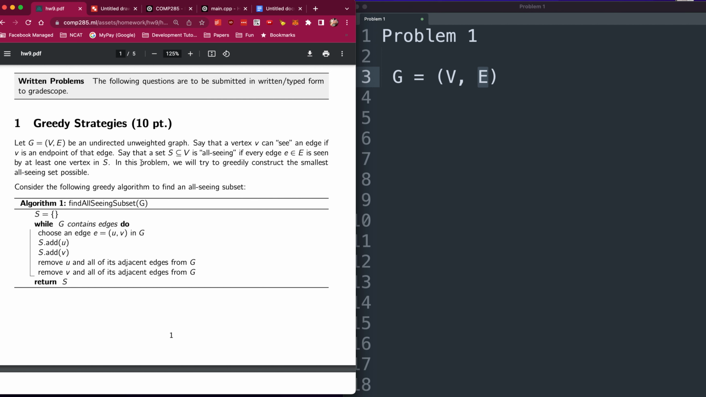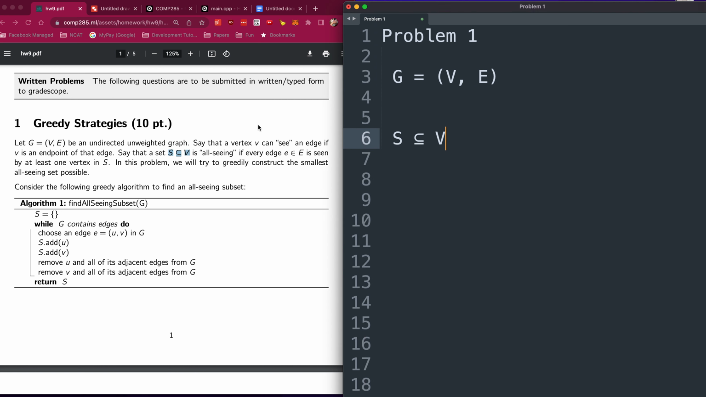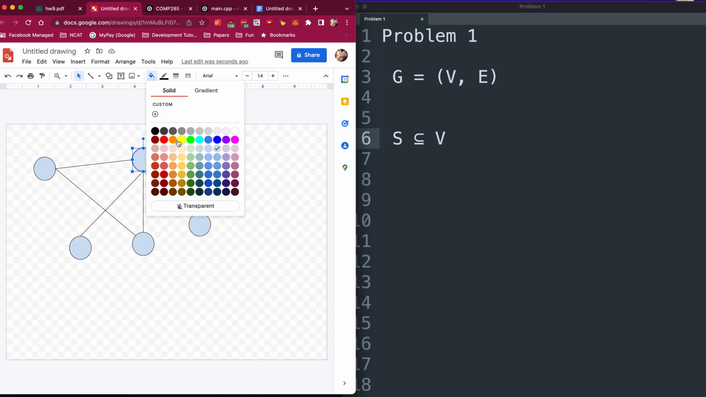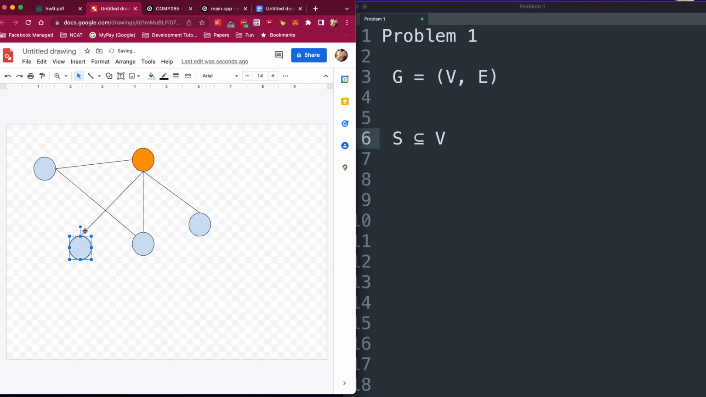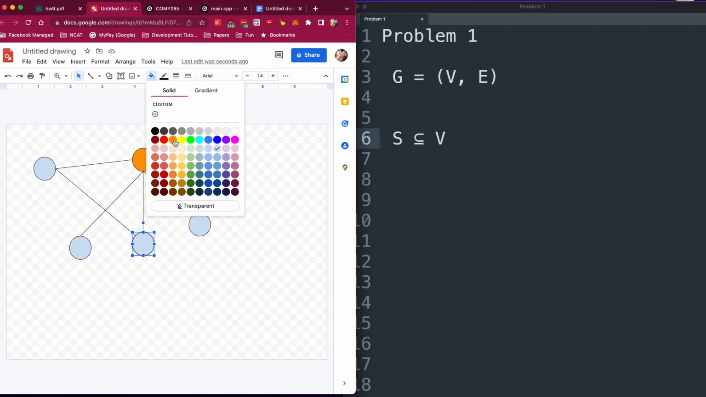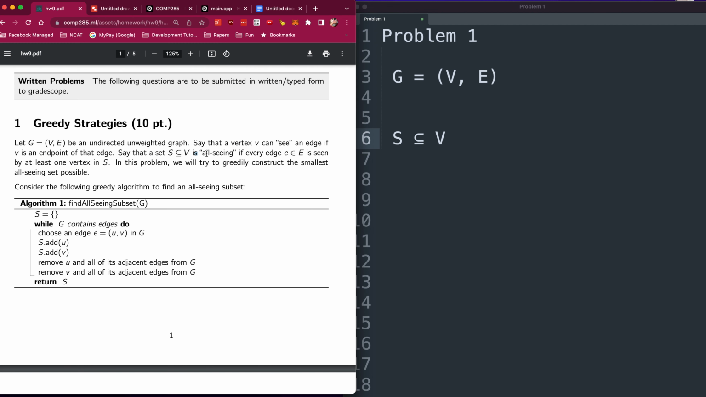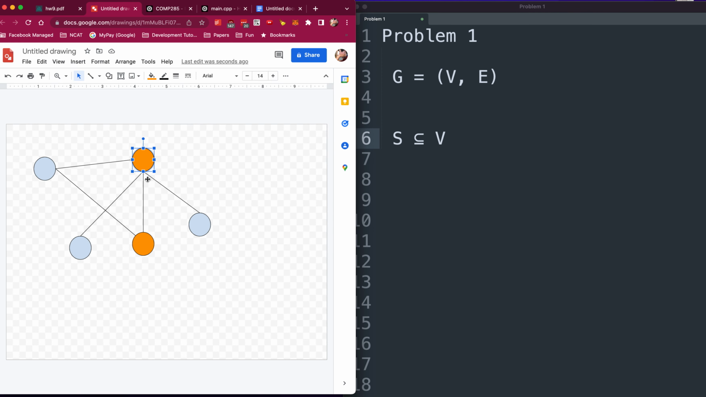And then what we're asking here, say we have a set S that's a subset of V, right? So we have a smaller set of nodes. So we're going to consider a smaller number of nodes. So let's say maybe we consider this node, and maybe this node, or something like that. Maybe we consider those two nodes, and we say that that set is all seeing if every edge in E is seen by at least one vertex of the ones we picked.